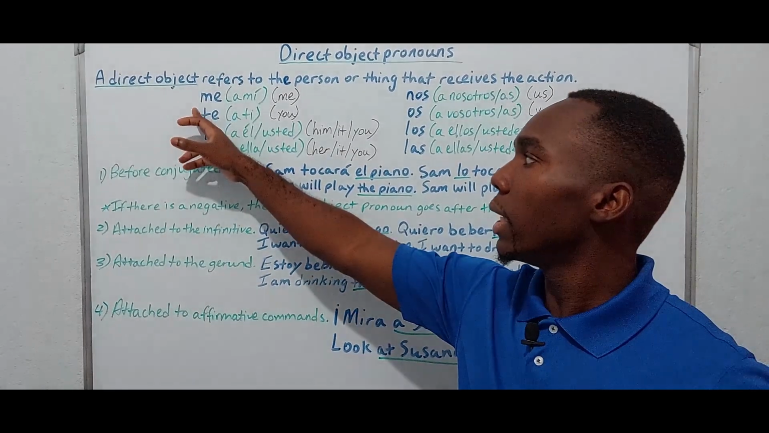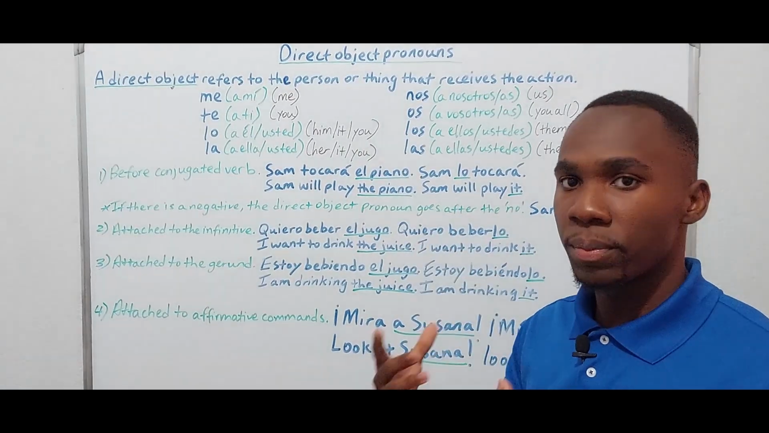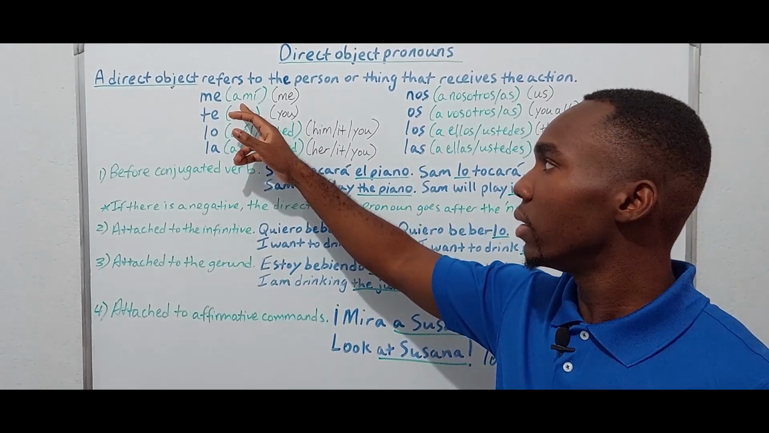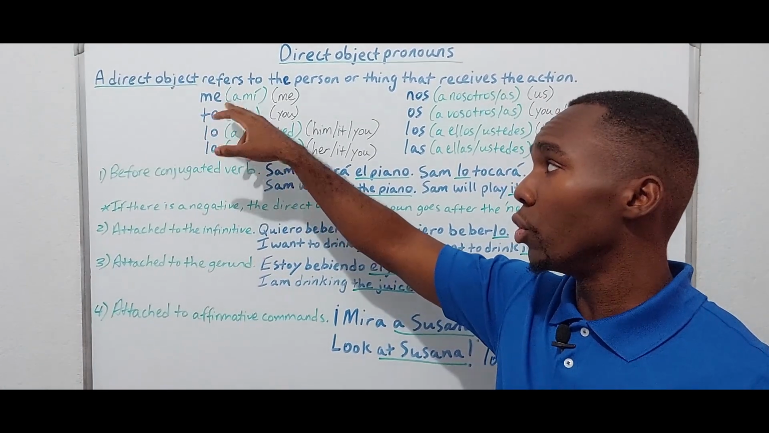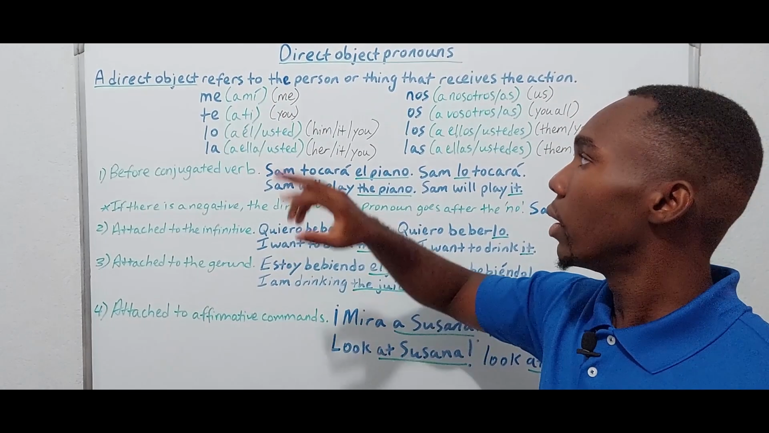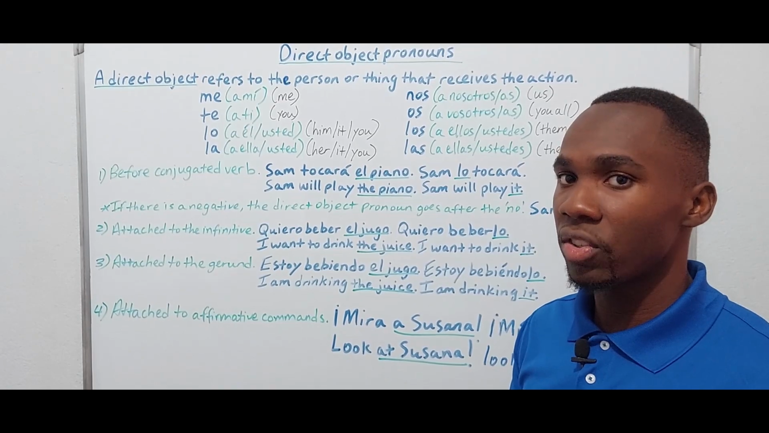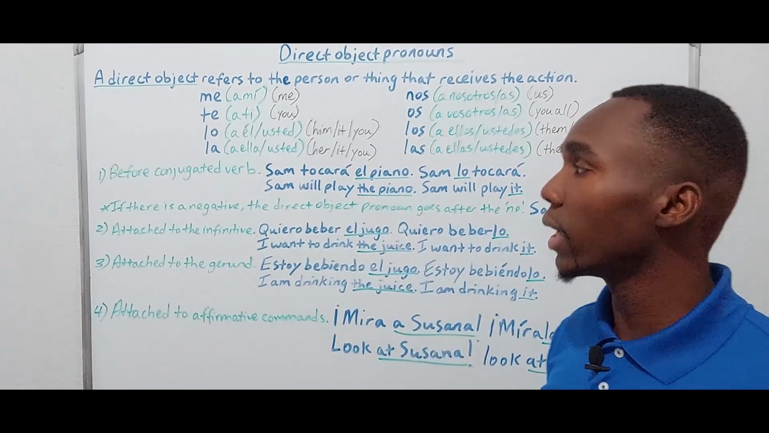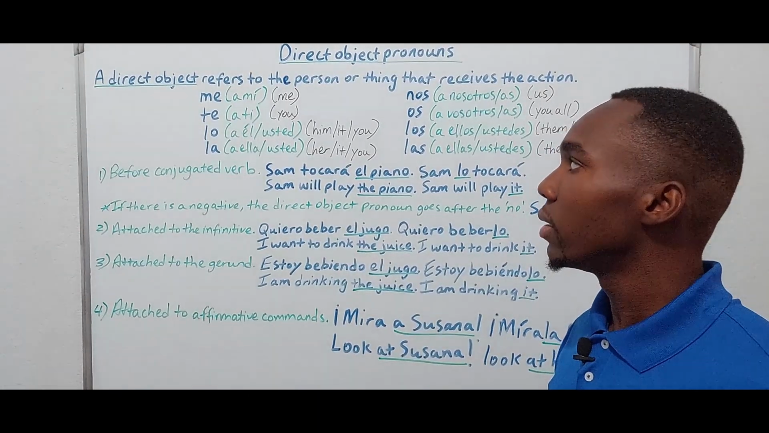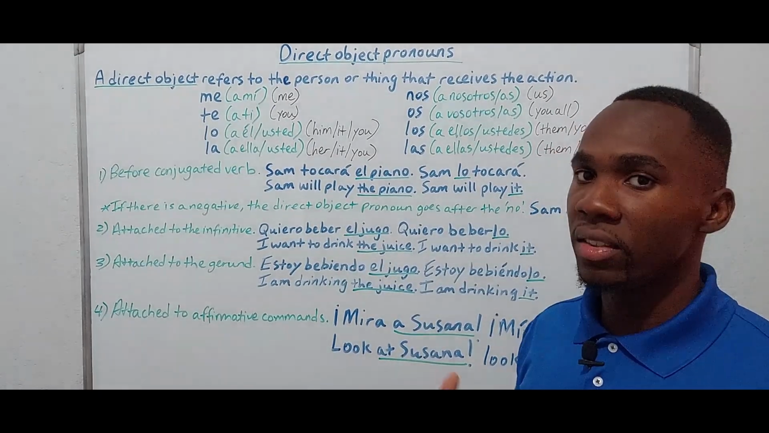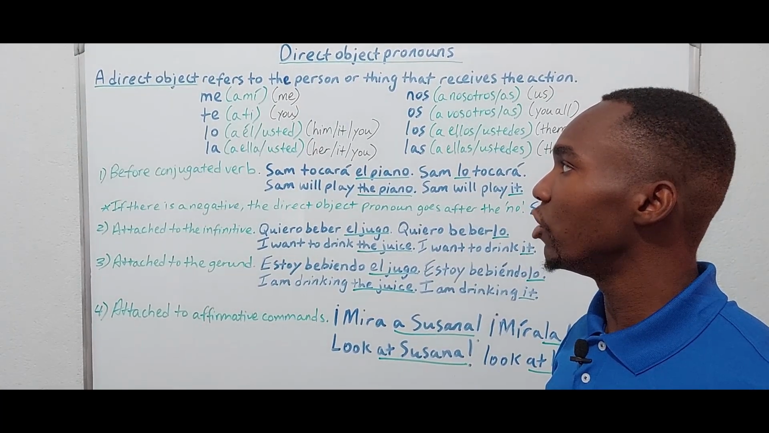So what you see in blue would represent the direct object pronoun in Spanish. What you see in the green would be what the pronoun would replace in Spanish, and the black will represent the English translation of the direct object pronoun, okay? So let's go. Me will replace a mí, and of course me means me. Te would replace a ti, and te means you.